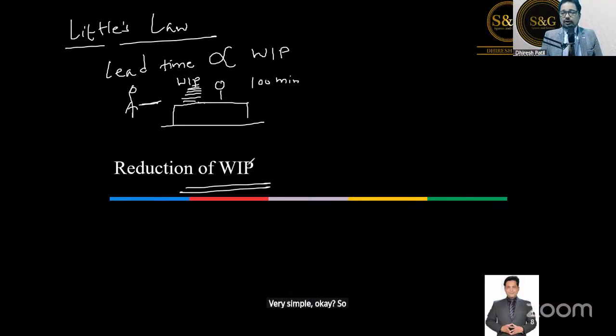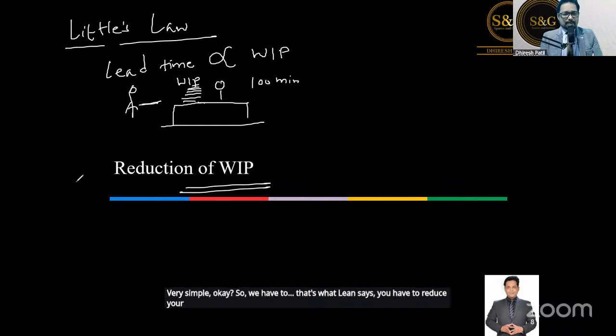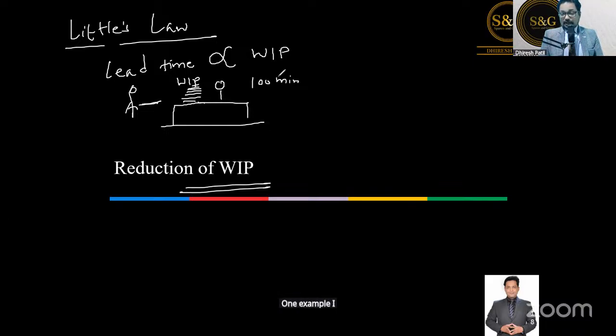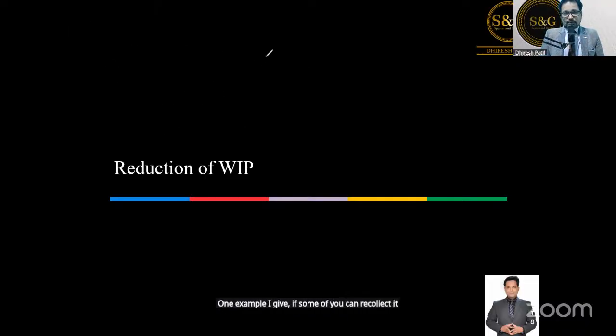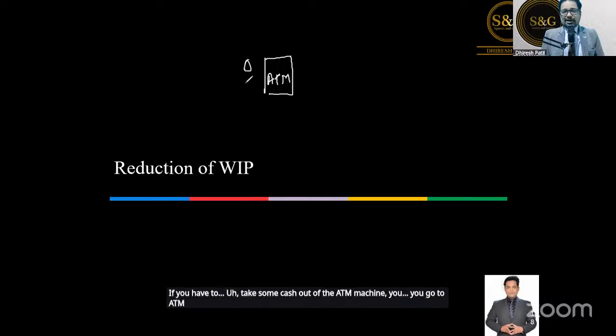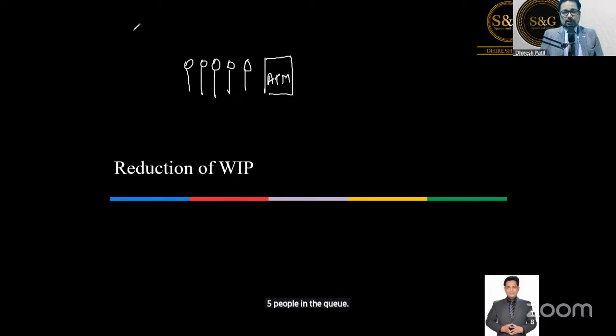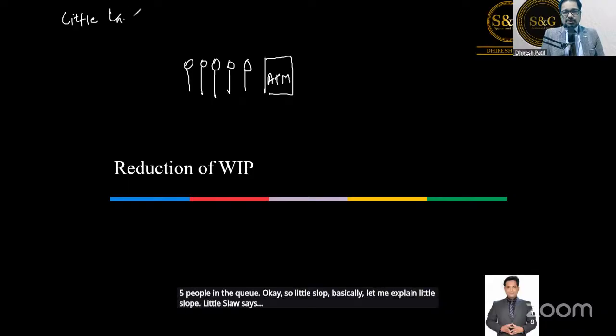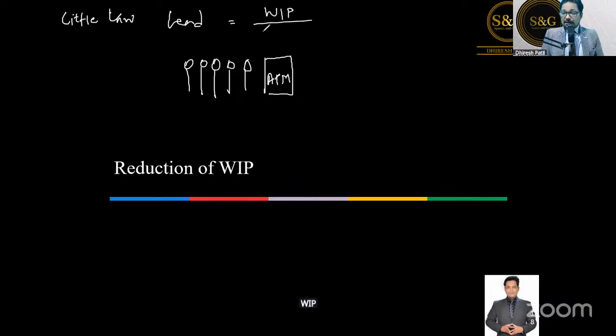That's what Lean says: you have to reduce your inventory, reduce your WIP. That's one example I gave, if some of you can recollect. If you have to take some cash out of the ATM machine, you go there and there are already 5 people in the queue. So Little's law, let me explain it. Little's law says the lead time is directly proportionate to WIP and inversely proportionate to completion rate.